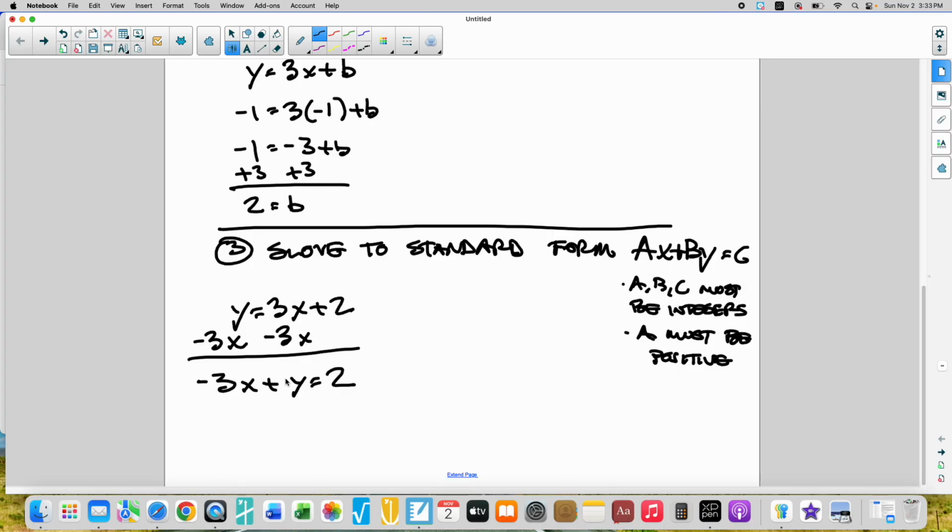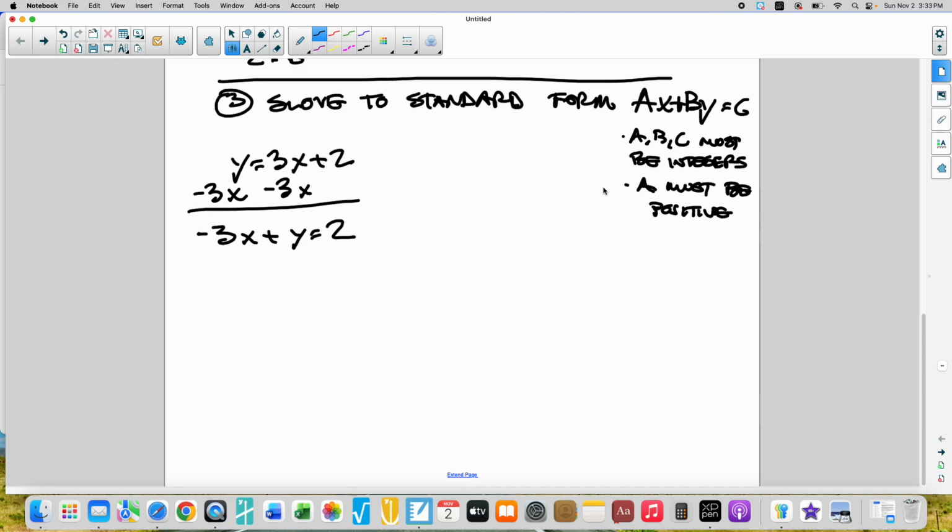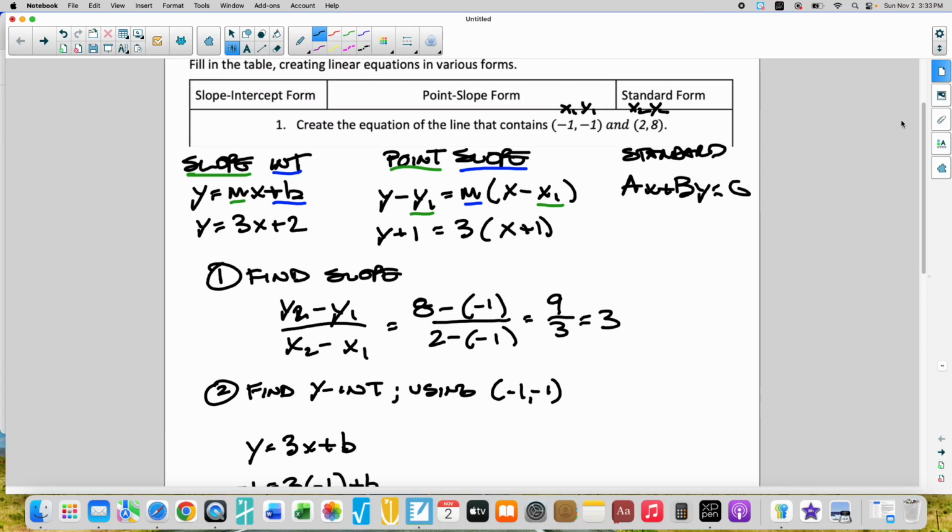Now, a, b, and c. A is negative 3, b is 1, c is 2. All are integers, but a must be positive. So I'm going to multiply this entire equation by negative 1, giving us 3x minus y equals negative 2. And those are the three formats.